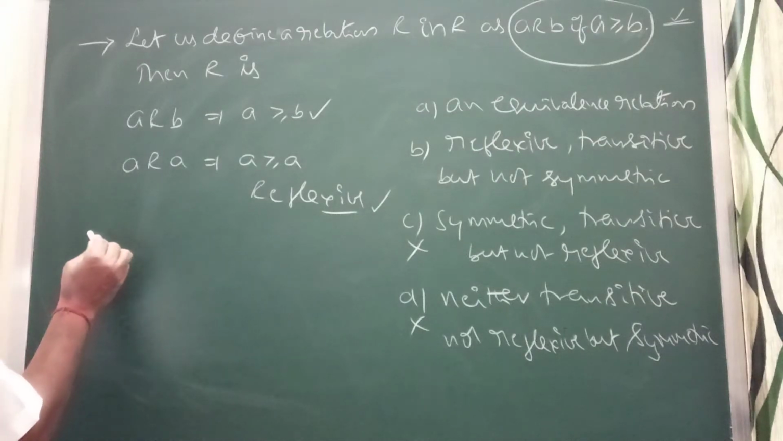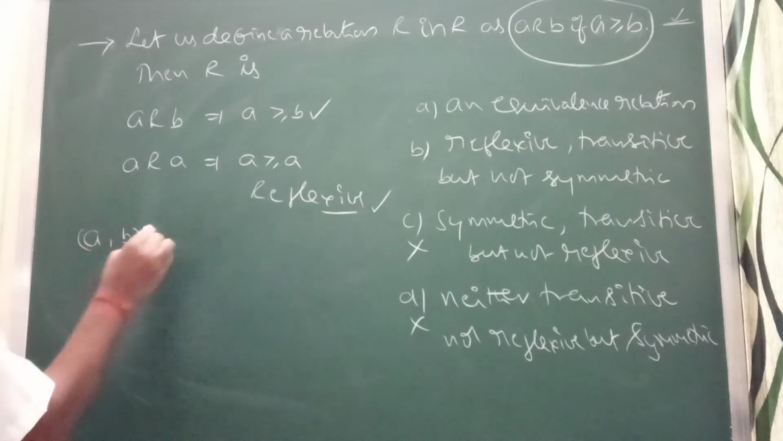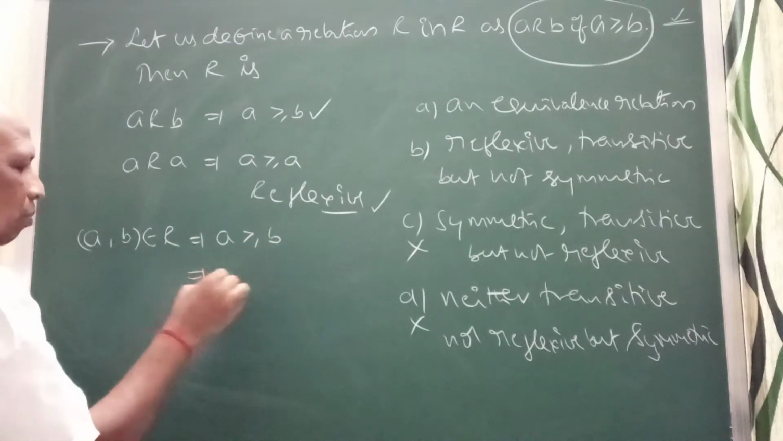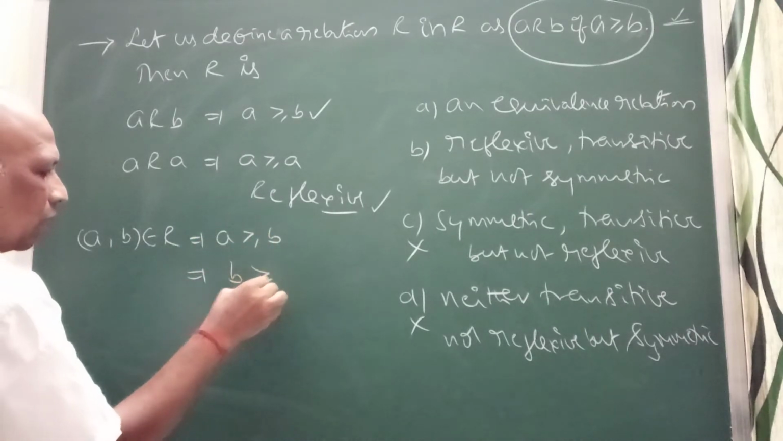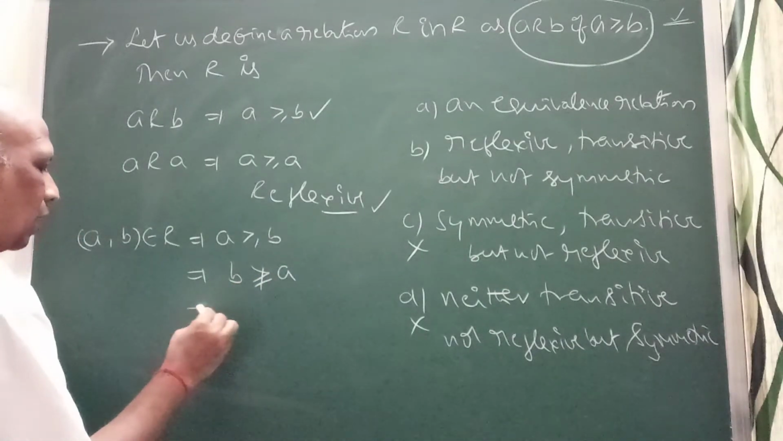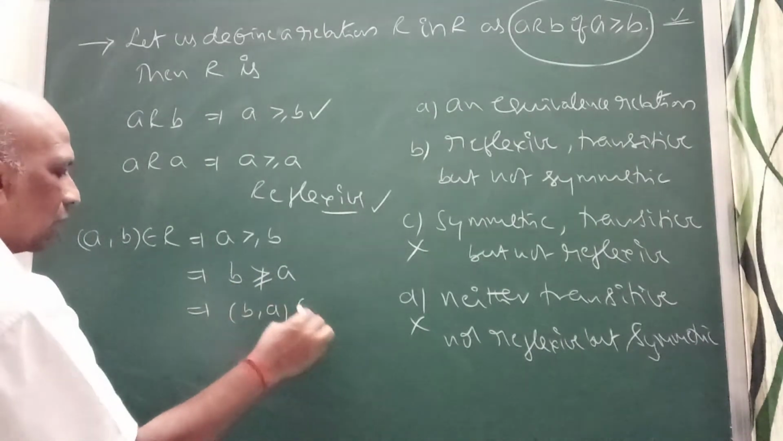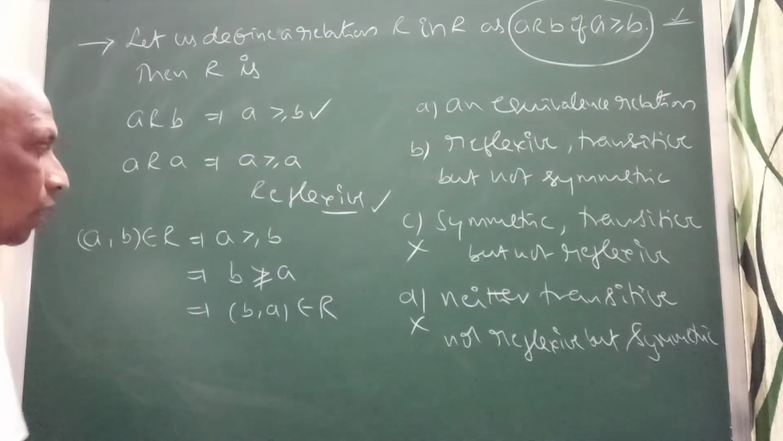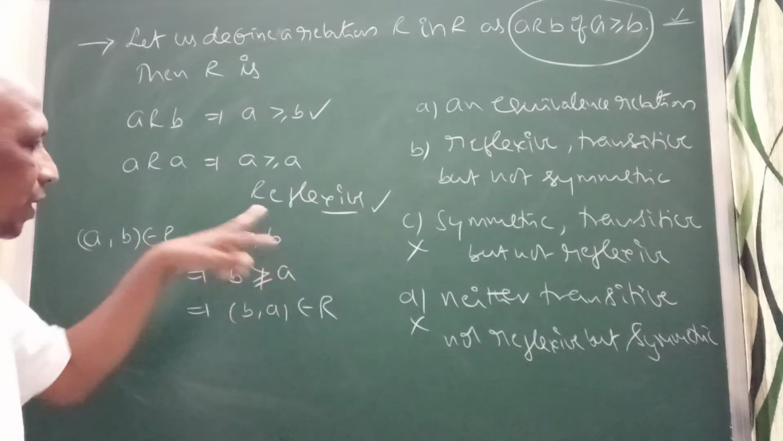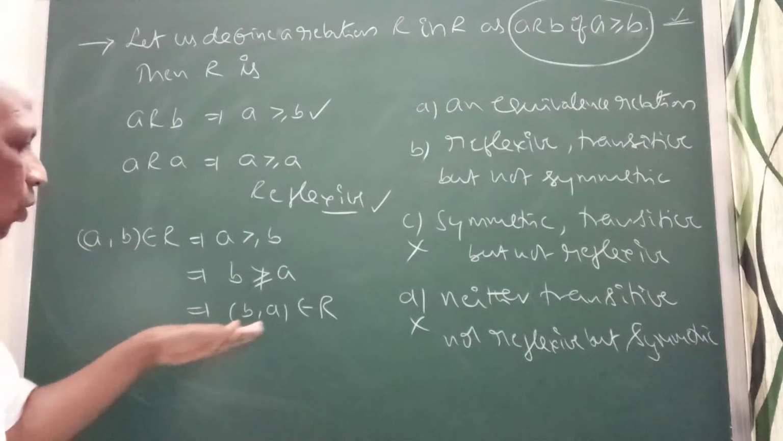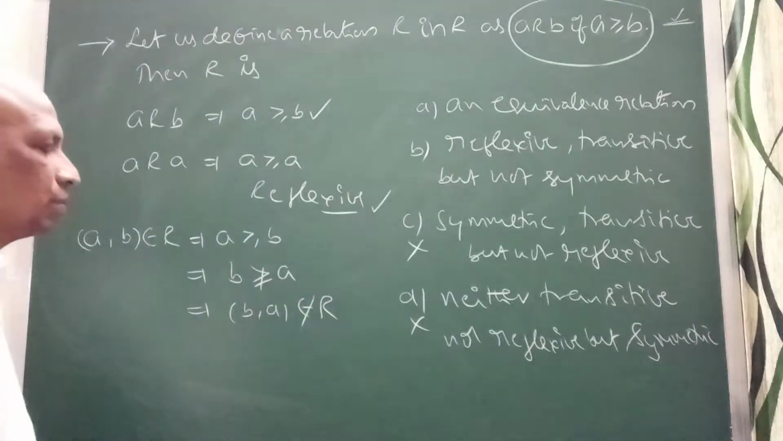Symmetric means you can consider (A, B) belongs to R implies A greater than or equal to B. This does not imply B greater than or equal to A, right? So (B, A) doesn't belong to R. A greater than or equal to B doesn't imply the reverse.